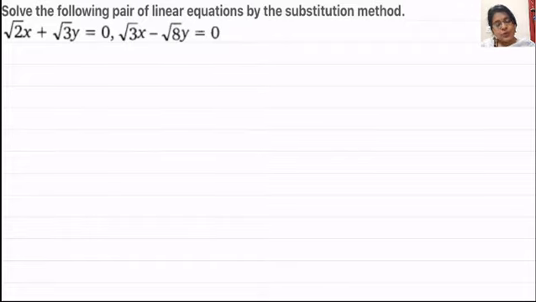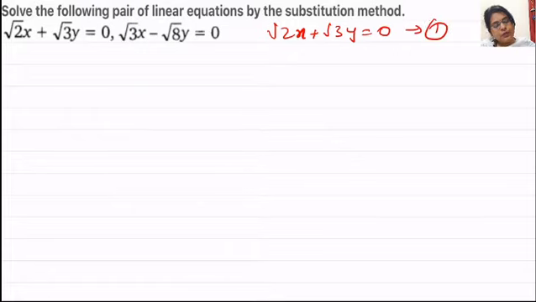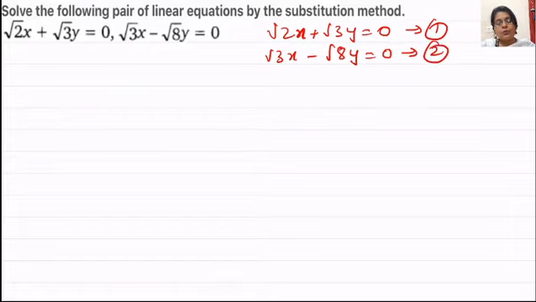Here are the two equations. Root 2x plus root 3y equal to 0. Let us make it as equation 1, and root 3x minus root 8y is equal to 0. Let us make it as equation number 2. Same thing what I have told you, we have to choose either of the equations and put the value from that equation in the other equation.